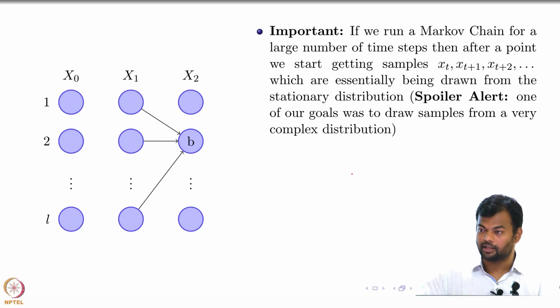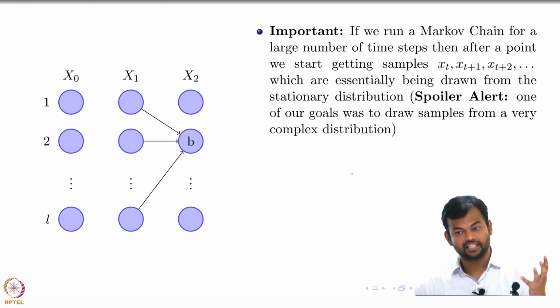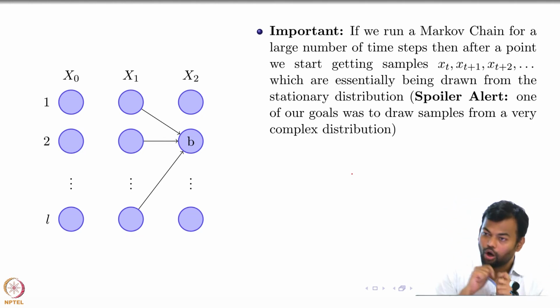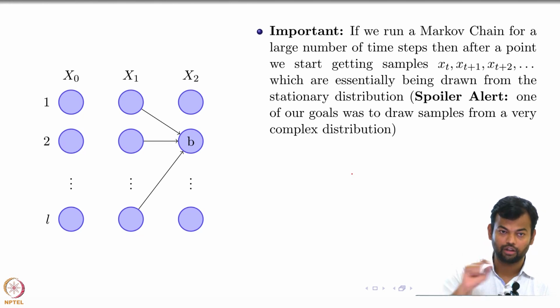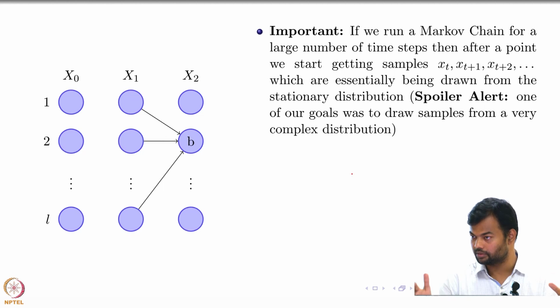then if we run the Markov chain for a large number of time steps, we'll know that it will reach the stationary distribution. And once that happens, whatever samples are coming, they are as if they were drawn from this P of x, even though we can actually not compute P of x. Of course, there are a lot of ifs here, and we'll look at all of these ifs one by one, but that's the story that we are headed towards. And that's why this setup of Markov chains.